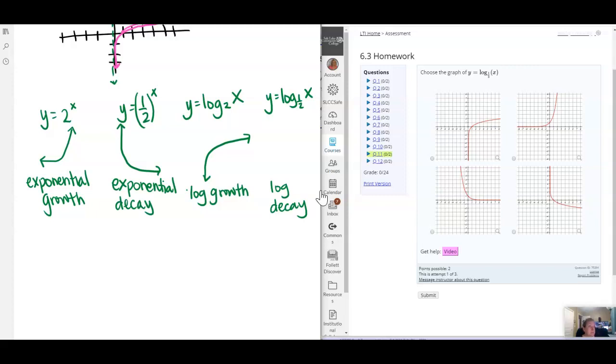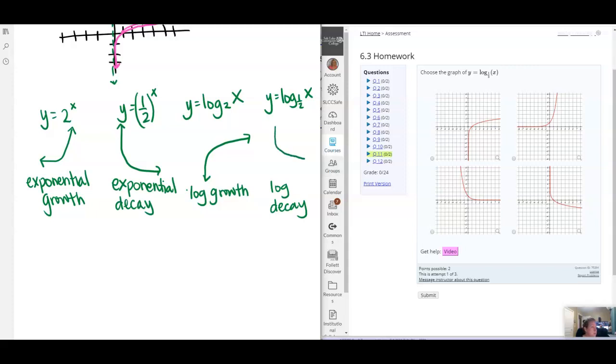We're really just eliminating possibilities, right? Because all of these, there's going to be one of each. They have one showing exponential growth, exponential decay, log growth, and log decay. So it's just knowing what you're dealing with here. Our exponential growth is this one up here in the upper right, so it can't be that one. Exponential decay is this one, so it can't be that. This is our log growth. So by process of elimination, it has to be this one.